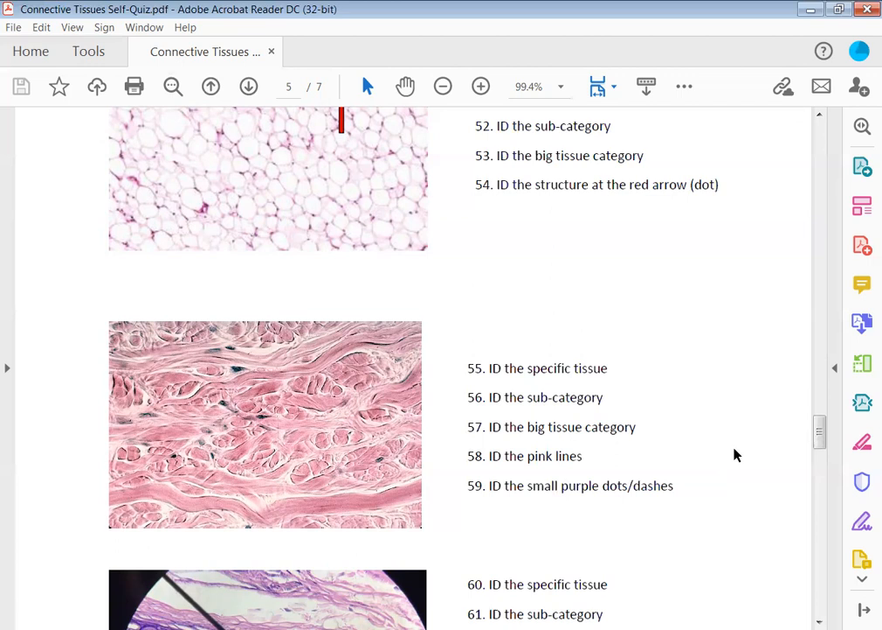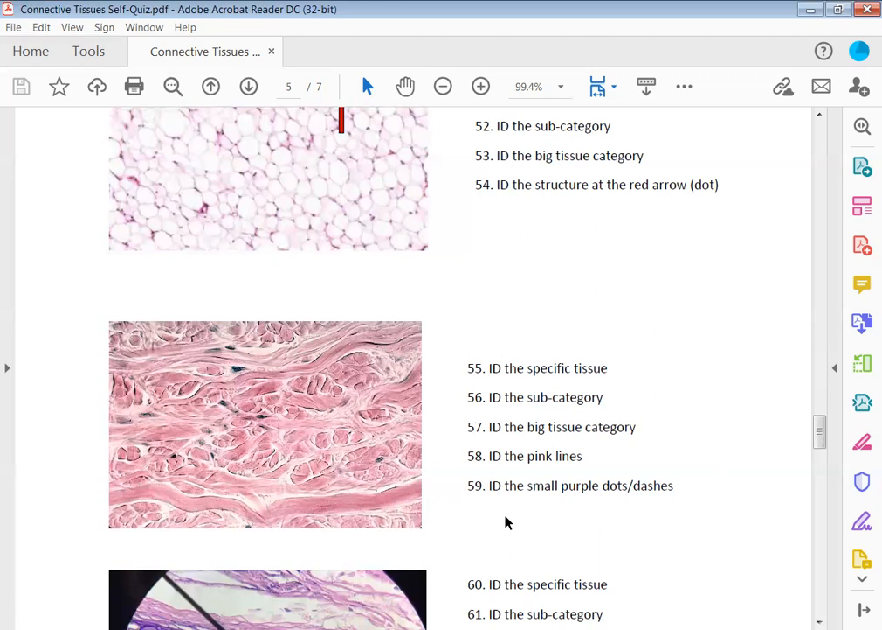56, identify the subcategory. That would be connective tissue proper. Number 57, identify the big tissue category. That would be connective tissue. Number 58, identify all these pink structures or these pink lines here. All of the pink in here is going to be collagen fibers, just like with your dense regular. The pink running through here would be collagen fibers.